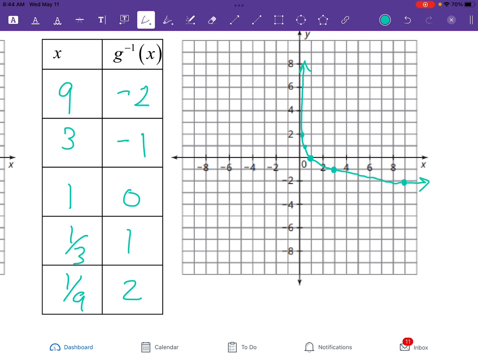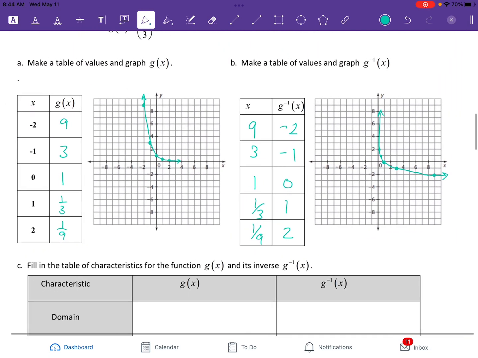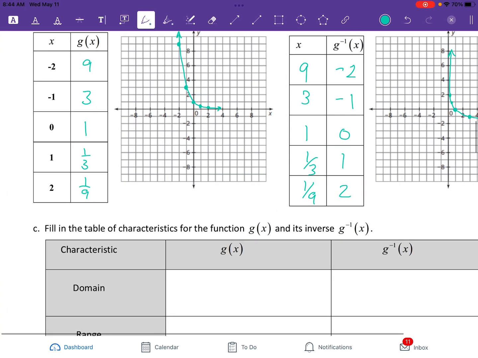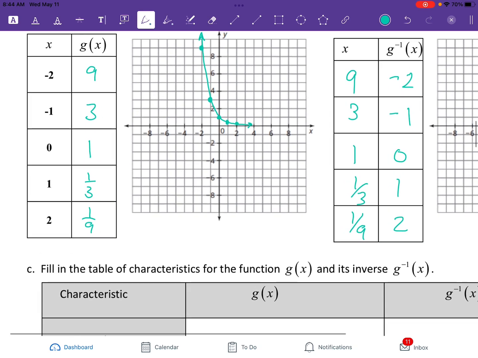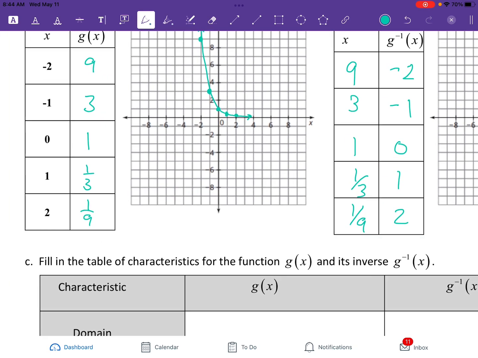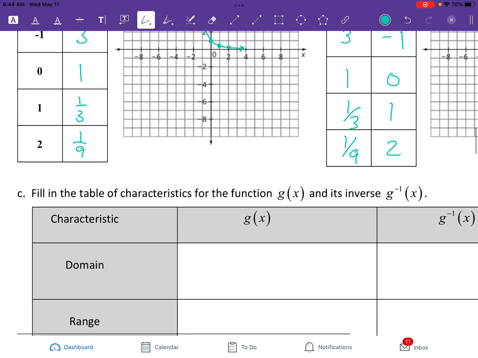Beautiful. And there's our graph. So just like before, we're going to find the characteristics of these graphs and write them down. We're going to do the regular function first, the g of x. First the domain. We're looking from left to right. The graph, as it goes up, keeps going to the left, and it's obviously going to the right. So the domain for our g of x function is -infinity to +infinity.